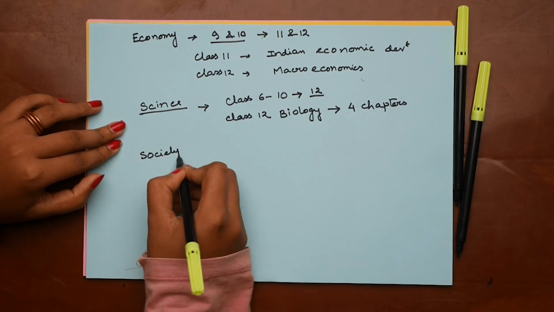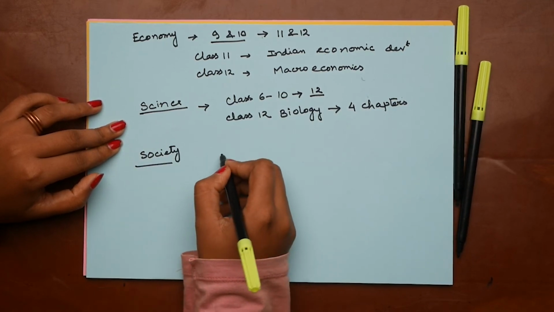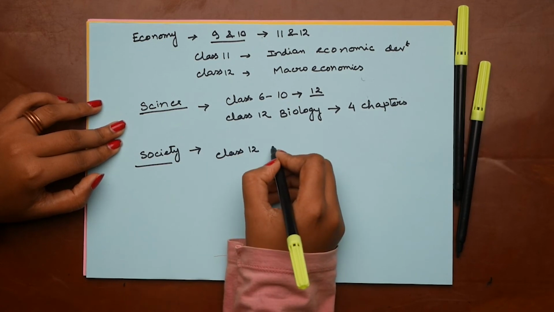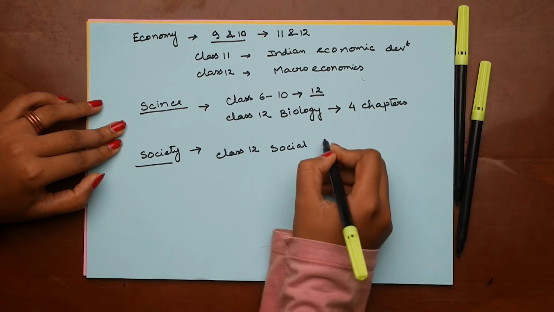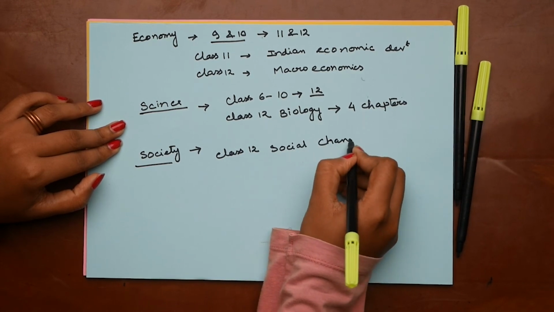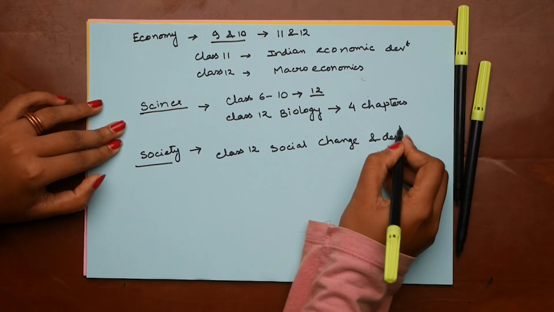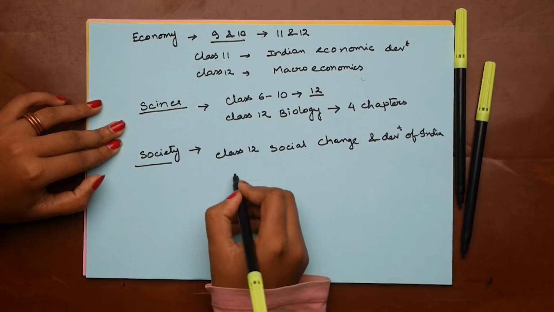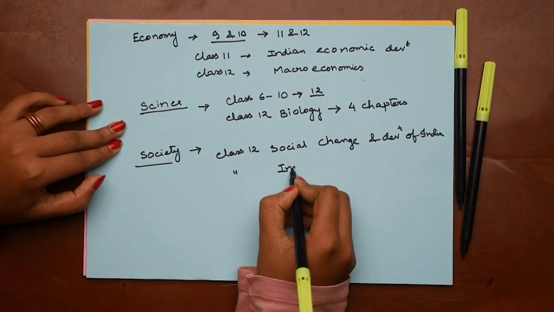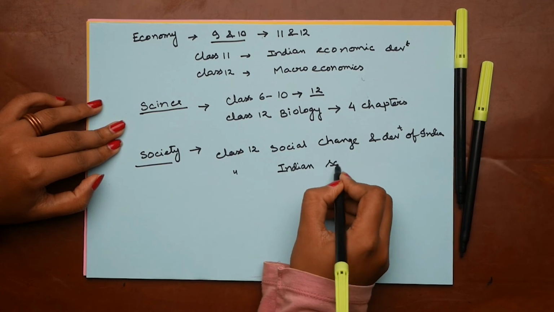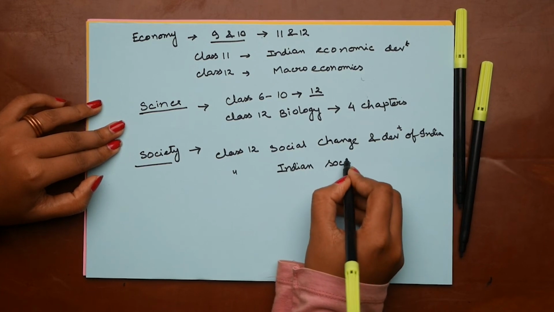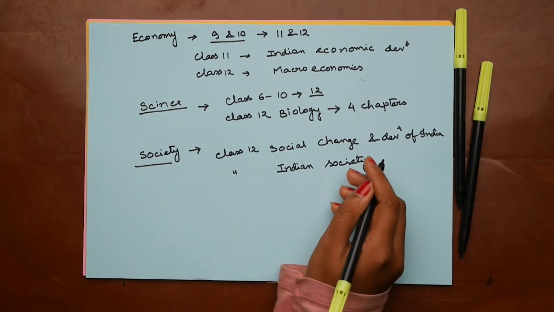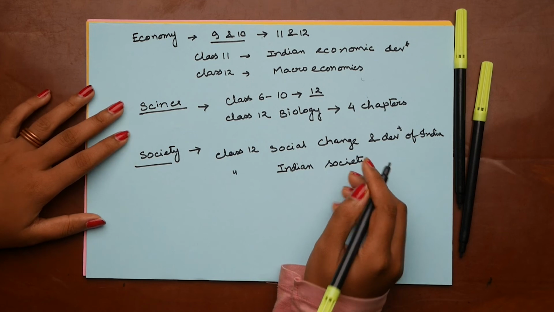Last but not the least, society. For society, class 12, Social Change and Development in India, and class 12, Indian Society. These 2 books will suffice for your preparation. Basically society is for GS1, so it will suffice.